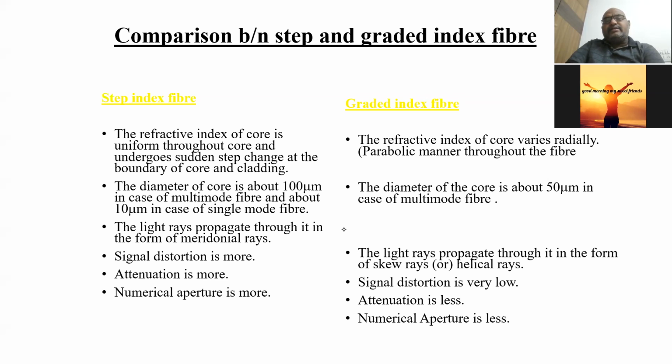In graded index fiber, the refractive index of the core varies in a parabolic manner throughout the optical fiber core and cladding interface. The diameter of the core is about 50 mm in the case of multimode fiber. The light rays propagate through it in a helical or parabolic form towards the meridional rays. Signal distortion is very low, attenuation is less, and numerical aperture is a lower value. So this is called the difference between step index fiber and graded index fiber.